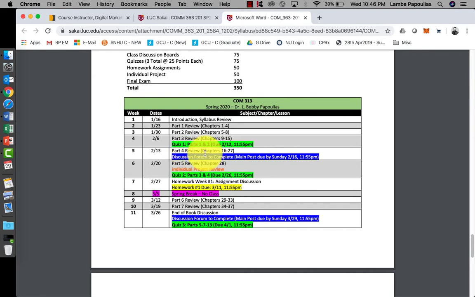Another thing I'd like to bring to your attention is that during week 5, you have your first discussion forum, and your main post is due by Sunday, February 16th. You will have one main post to complete, and you will need to respond to 2 of your classmates. Your responses to your classmates will be due the night before week 6 starts, which will be February 19th, 11:55 p.m. So your main post answering one of the questions that I post will be due on Sunday, February 16th, and then your responses to your classmates will be due by Wednesday, February 19th.